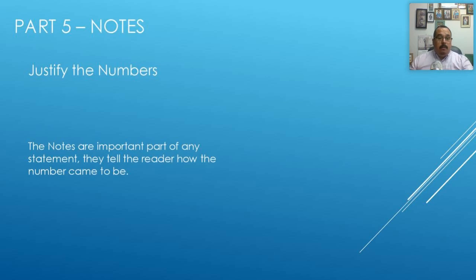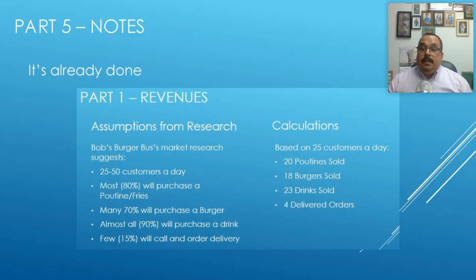The notes are an important part of any statement, not just the cash flows, but in this part, this is why. And it's done already because, with regard to revenues, we had already done the work and the research and put it together, much like this slide in this PowerPoint. I had already created this slide a long time ago, and I literally copied and pasted it right here. You can do the exact same thing with your notes.